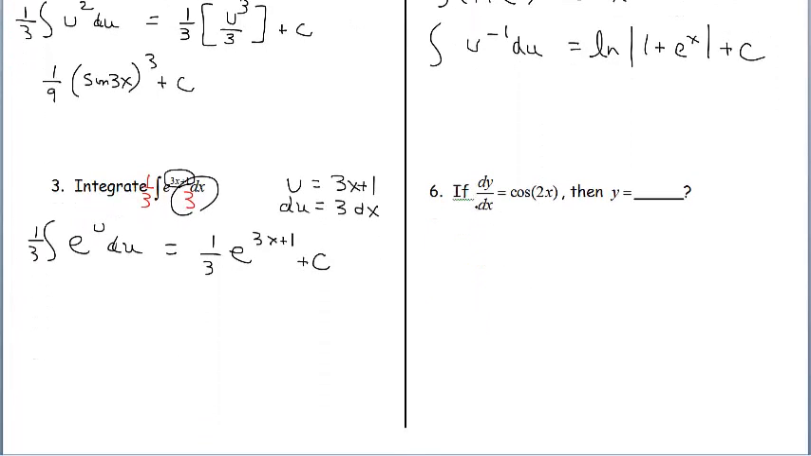Now noticing number 6, we're given a derivative and we're asked, what is y? That implies that we're going to have to integrate. This function right here is just in terms of x. So it's not like we really have to separate the variables, put y's on one side and x's on the other, because it's already just in terms of x. But I'm just going to go ahead. It's not wrong to separate the variables. I'm going to pull the dx to the other side.